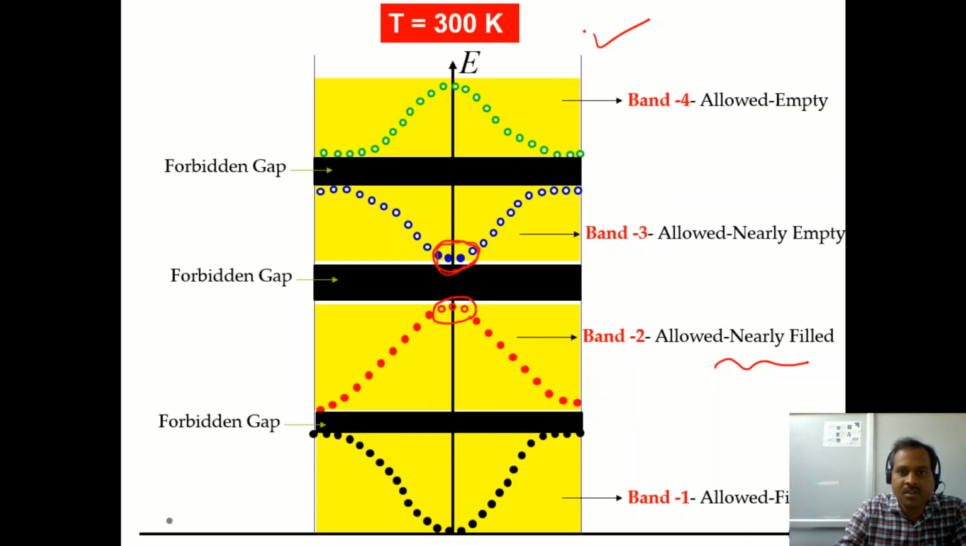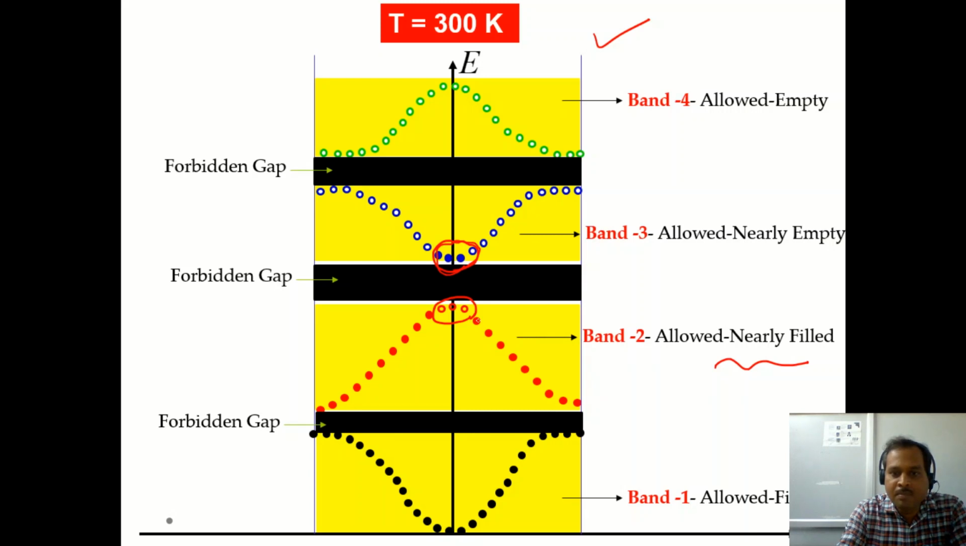Therefore, by applying the thermal energy at room temperature, we are able to have a very nearly filled band and a very nearly empty band, but it is not completely filled, neither is it completely empty. There are few unoccupied states, even though the number is very less, but it is definitely not completely filled. With this, let us try to examine the conduction in the solid.